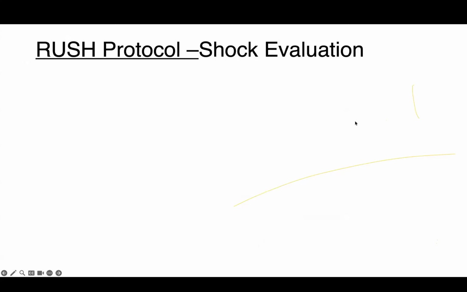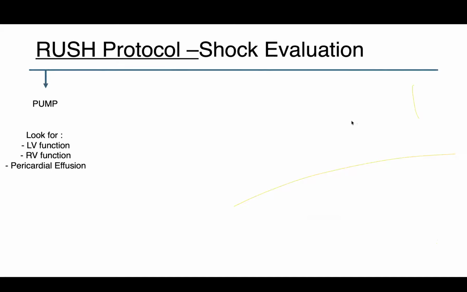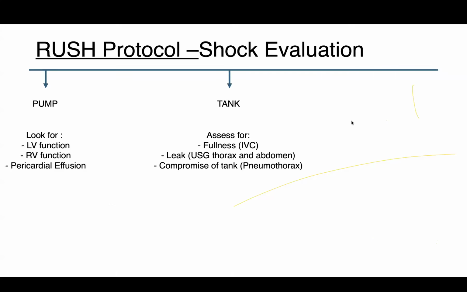Then coming to the RUSH protocol, that is for shock evaluation. For the pump, you need to look for LV function, RV function, and pericardial effusion. In the tank, you need to assess for fullness, that is the IVC. You need to assess for leak. So you need to do an ultrasound of the thorax to assess for effusion and the abdomen for assessment of ascites, and compromise of the tank, that is, you need to assess for pneumothorax.